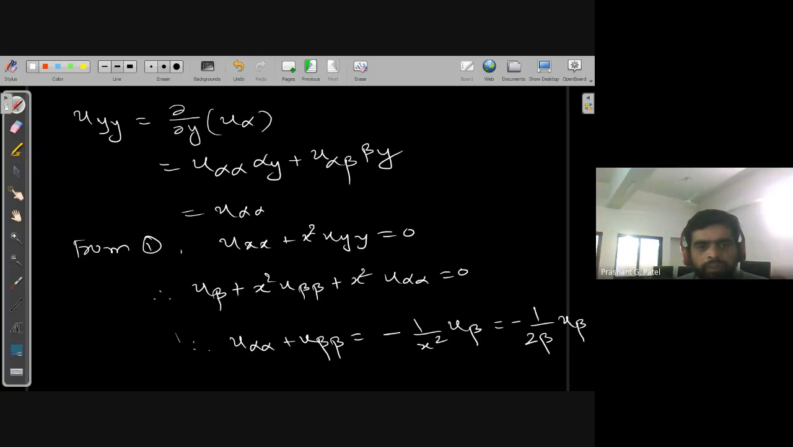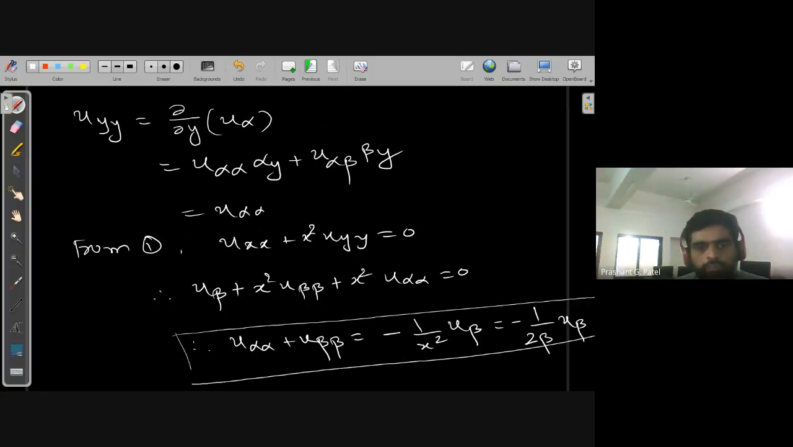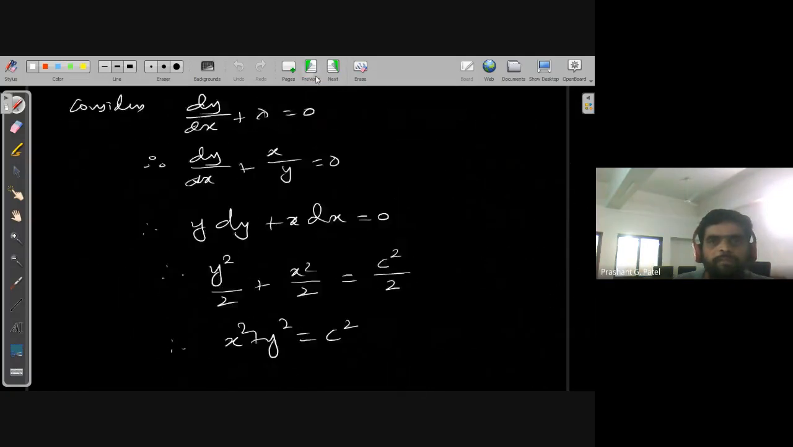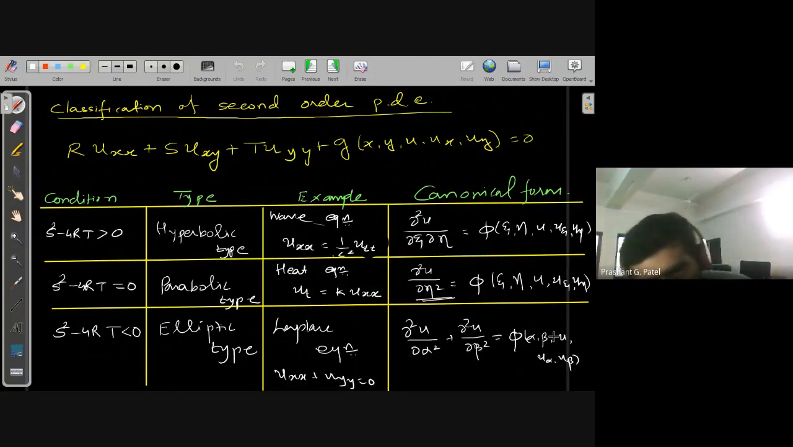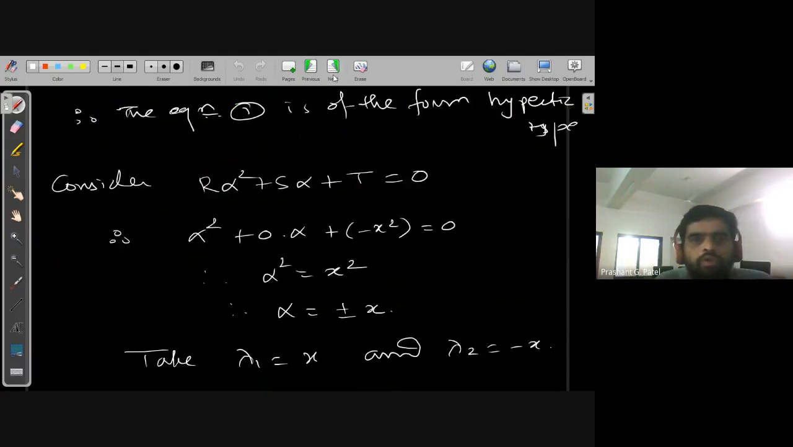And this will be the canonical form of the given equation. You just observe that if it is the elliptical type, then your equation is always of the form del square u by del alpha square plus del square u by del beta square, or some function of that. So that completes this example.